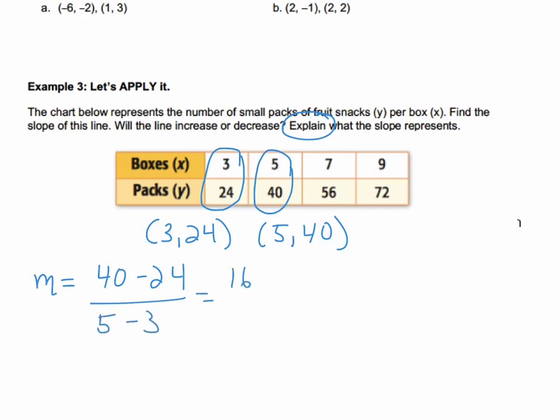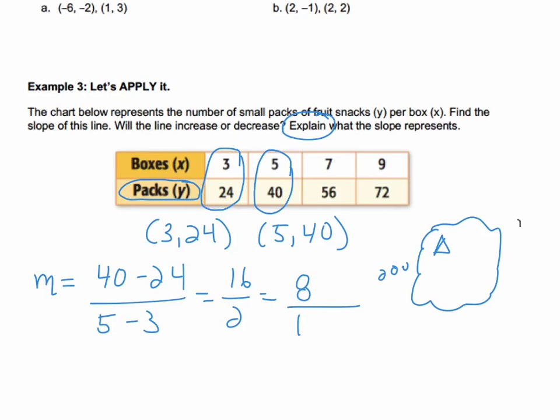So we get 16 over 2, which is 8. Which is like 8 over 1, right? Well, if you think about what we actually did here, our y values represented our packs, right? And if we think about slope now, what's going on in the back of my head here? You're like, what is she thinking right now? I'm thinking about slope being that change in y over that change in x that we talked about.